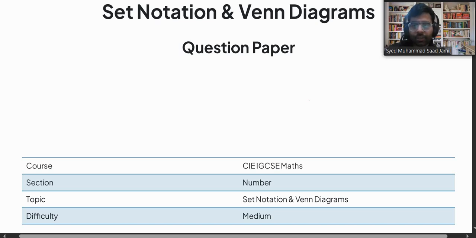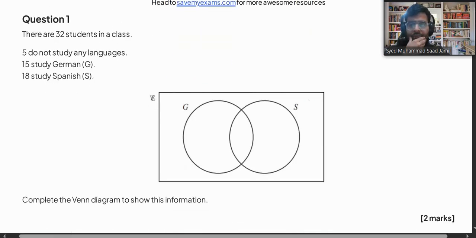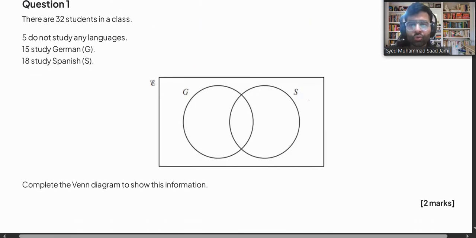Today the topic that we are doing is set notation and Venn diagram. We will be doing the medium question. In this series, we will be learning how to do shading and solving of the diagrams. All right. So the first question that we have over here is that there are 32 students in a class.